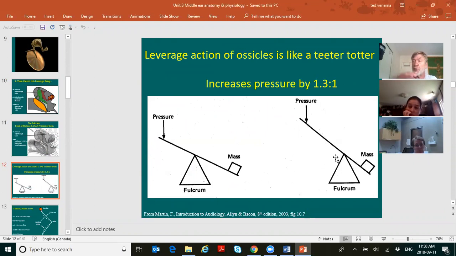Just like when you're trying to raise something heavy, you can do it with a lever. If you've got the long handle, I can lift the heavy thing at the end. Here's the fulcrum, like a teeter-totter or a seesaw. If it's even length, I'm going to have to exert a whole lot more pressure to lift this. If I've got a longer length, I don't have to exert as much pressure. So the leverage action of the ossicles is like a teeter-totter or a seesaw.